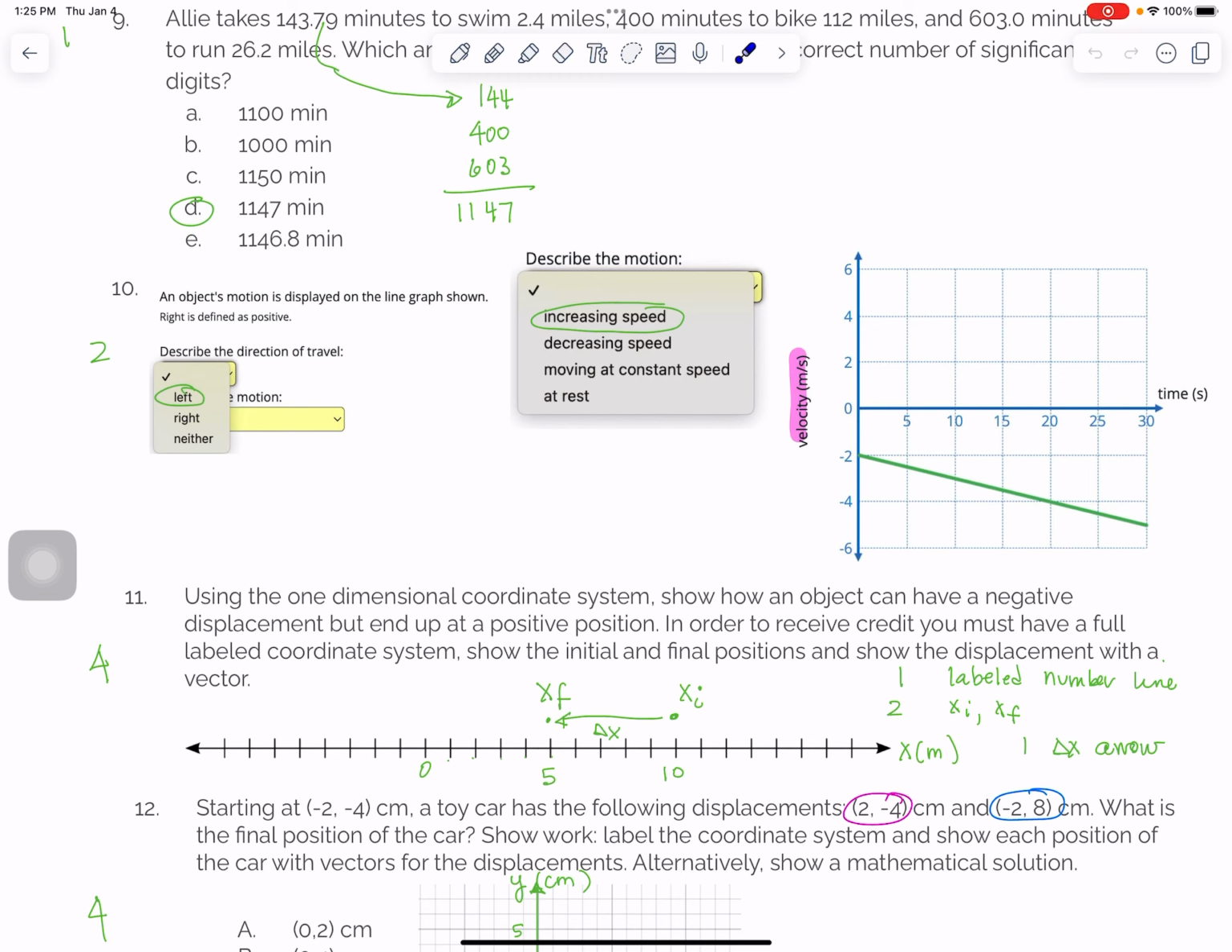Object's motion is displayed on the line graph shown. So the first thing we need to realize is this is a velocity versus time graph. All the values are negative, and so this is moving to the left because it's negative. Here it says right is positive. And then the velocity is going from -2 to like -5, and so the speed is increasing. So 2 points, 1 for each box.